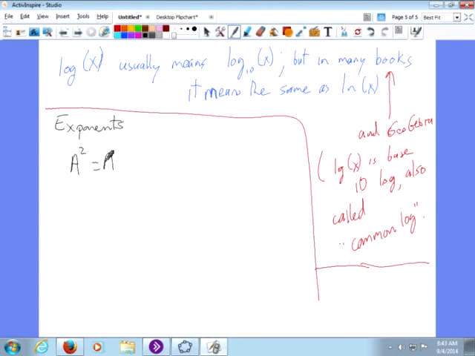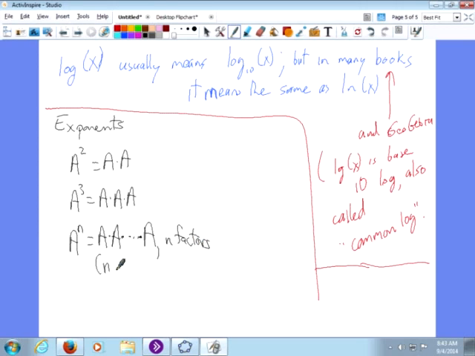Exponents. If I take a squared, that's just short for a times a, right? And a to the third means a times a times a. And in general, a to the n means a times dot dot dot times a, and it just means n factors, and n is any counting number.